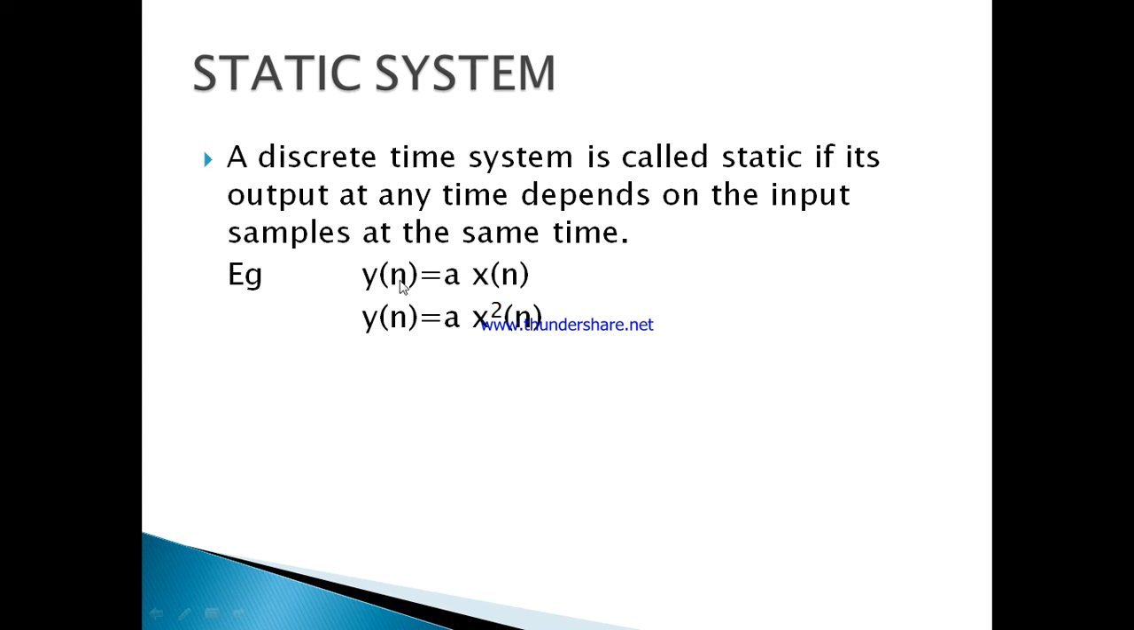Here y of n is the nth period. Always y of n is nothing but the output, and x of n is the input. So the output y of n depends on x of n. Here the output is at the nth period, and the input is also at the nth period. So the system is called static because its output depends on the input sample at the same time. Okay, so we are calling this a static system.